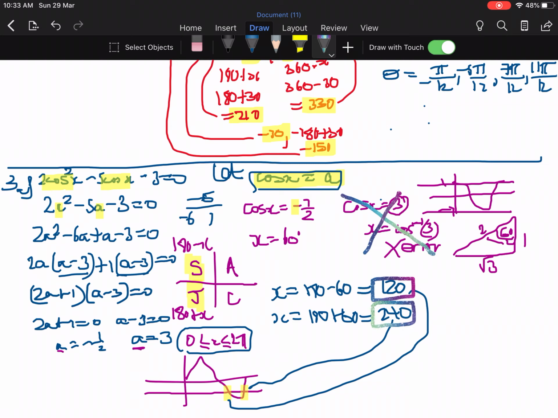So in question 3, the trig equation part is much easier than 2 and 1. However, you've just got this quadratic part that you need to make sure that you say let cos or sine equal a, and then just factorize the quadratic, and then you can go from there.